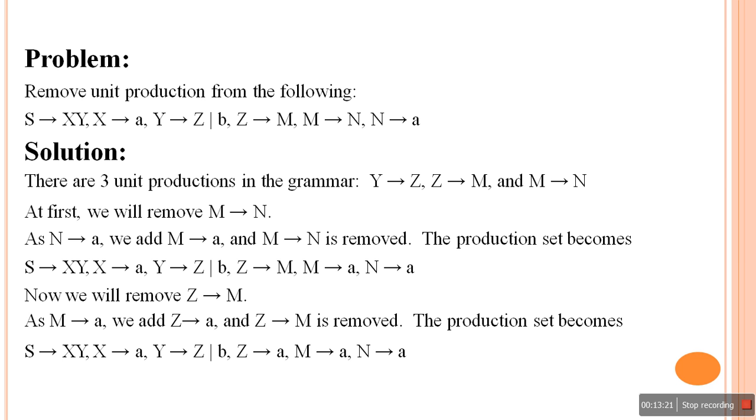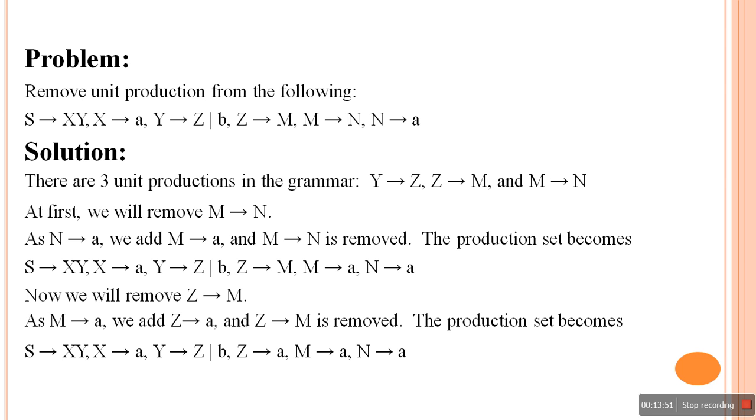Now we will remove the second unit production, Z → M. As we can see, M → A in the previous step, so we will add Z → A and Z → M should be removed from the production rules. The new production rules will become S → XY, X → A, Y → Z | B, Z → A, M → A and N → A.